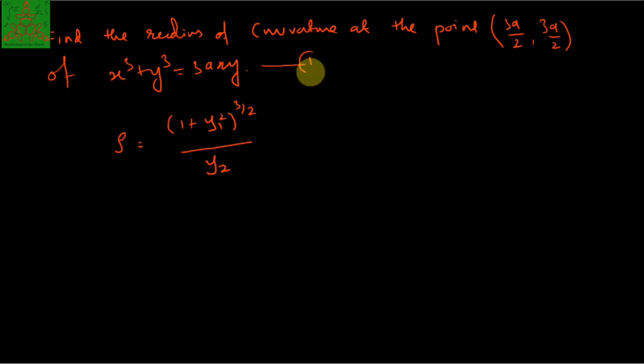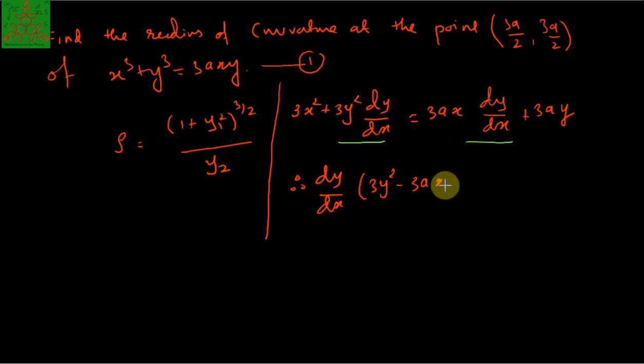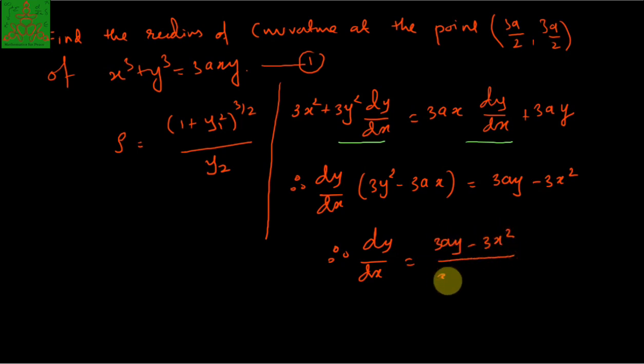So if I call this equation 1, and I differentiate equation 1 with respect to x, we will have 3x square plus 3y square dy by dx is equal to 3x dy by dx plus 3ay. If I combine these two terms, we will have dy by dx times (3y square minus 3ax) is equal to 3ay minus 3x square. So therefore dy by dx is equal to (3ay minus 3x square) upon (3y square minus 3ax). So this is your value of y1.